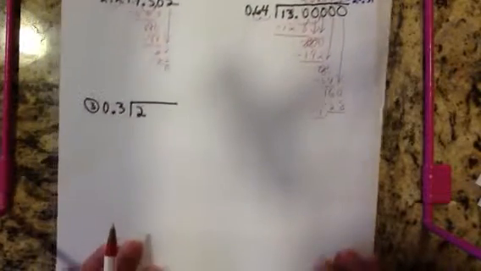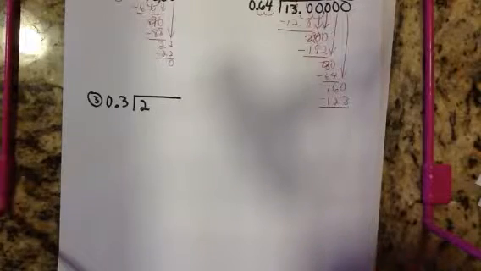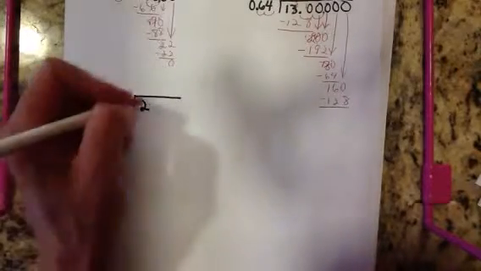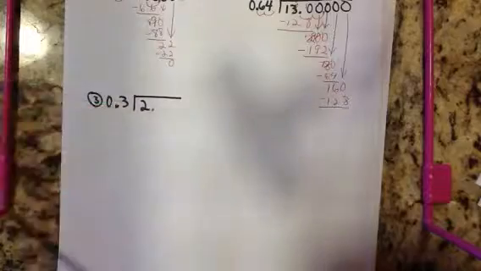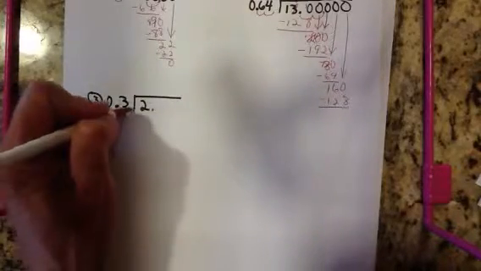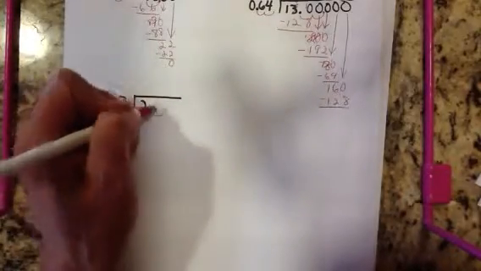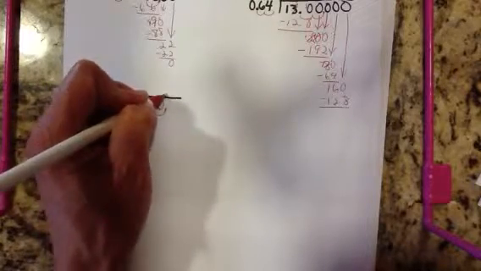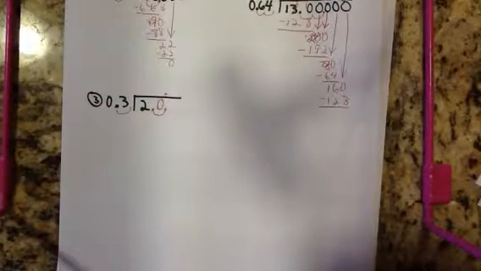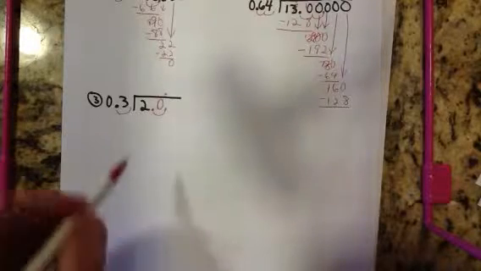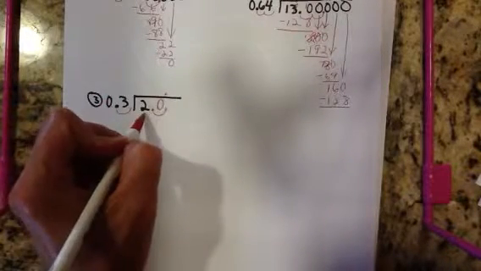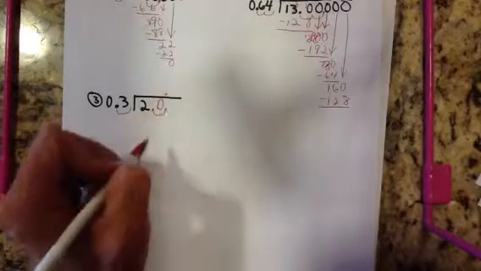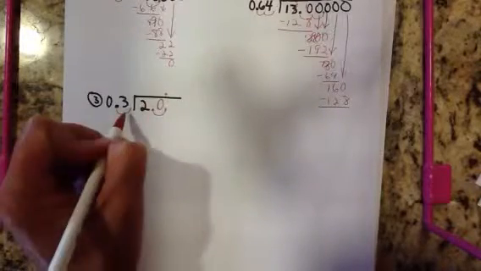I've got a decimal outside the house, a whole number inside. Okay, so I'll put my decimal here. This gets moved once. This gets moved once. So you've got to fill in that move with a 0. Bring your decimal straight up. And I think I did that on the other one, but I just want to emphasize when you've got a whole number that your decimal moves get filled in with a 0.